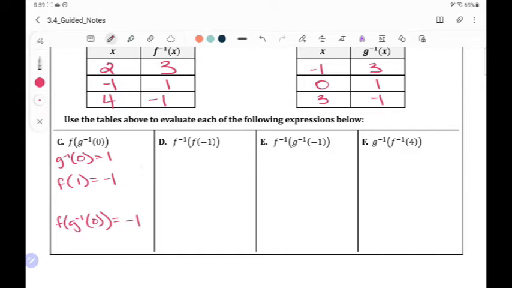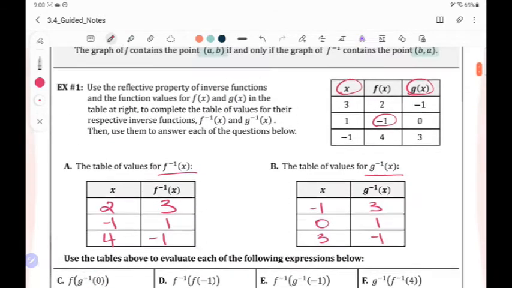D, this time the inverse is the outside function. So I've got f inverse of f of negative 1. The first thing I need to find is f of negative 1. Go back to the original table.